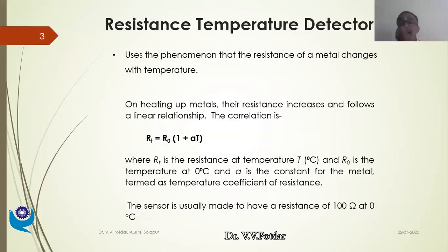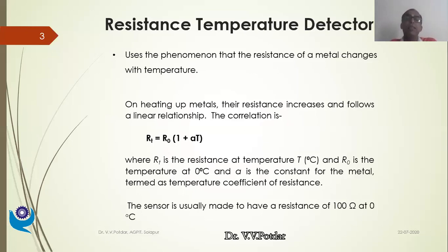Let us go to the second type of temperature transducer, that is the variable resistance type. These are called resistance temperature detectors, also called RTDs. The principle is very simple. It uses the phenomenon that the resistance of a metal changes with temperature. Of course, it has a positive temperature coefficient of resistance.